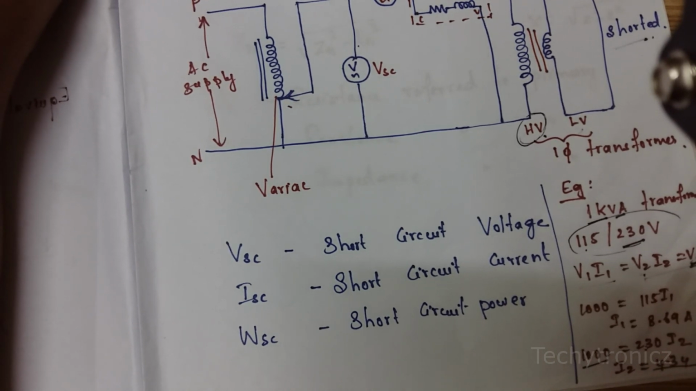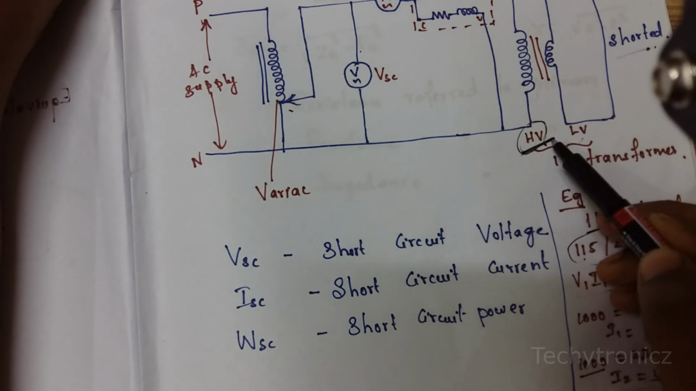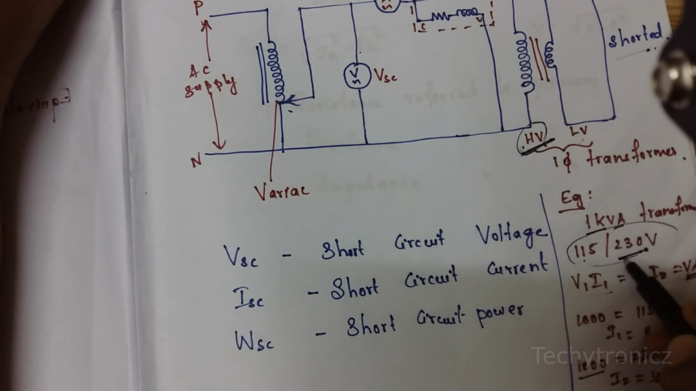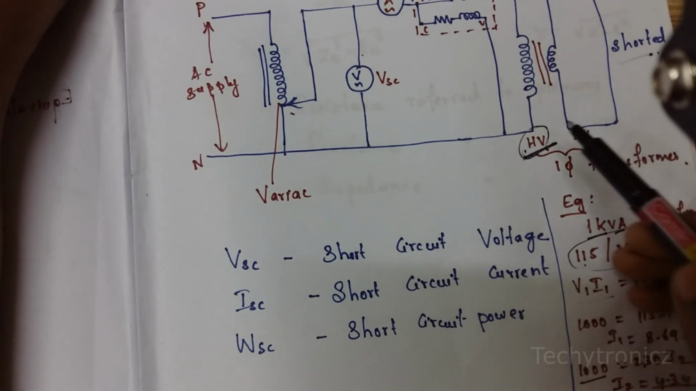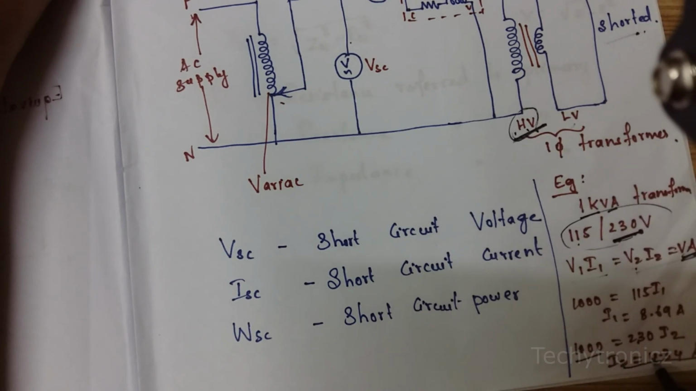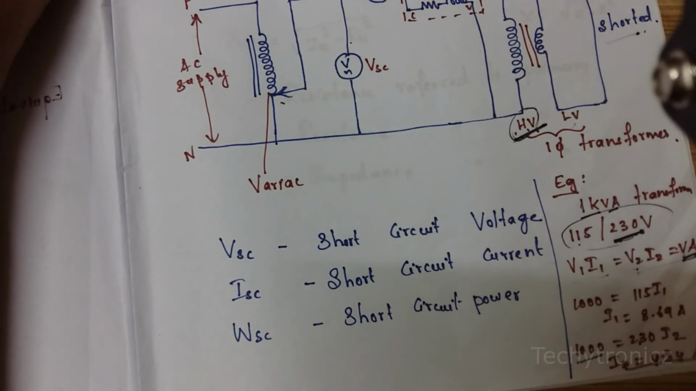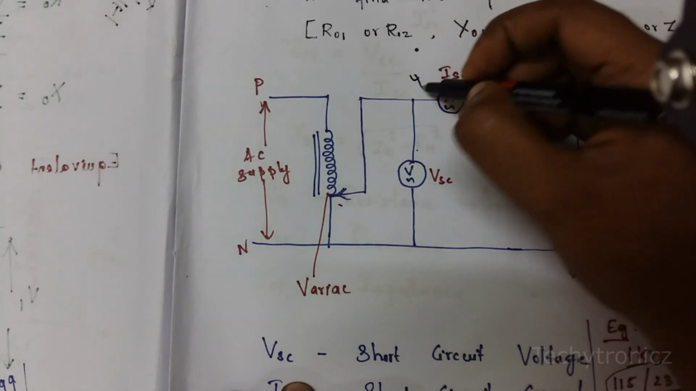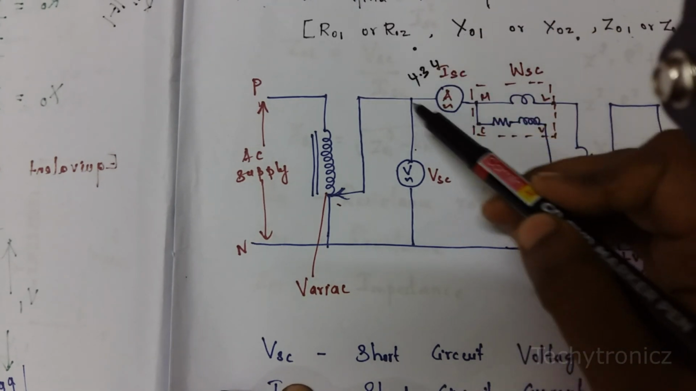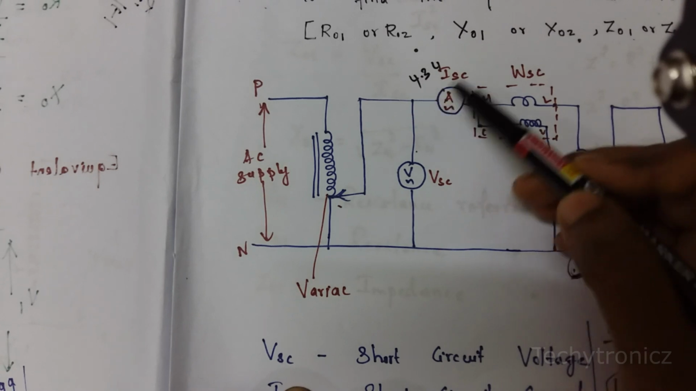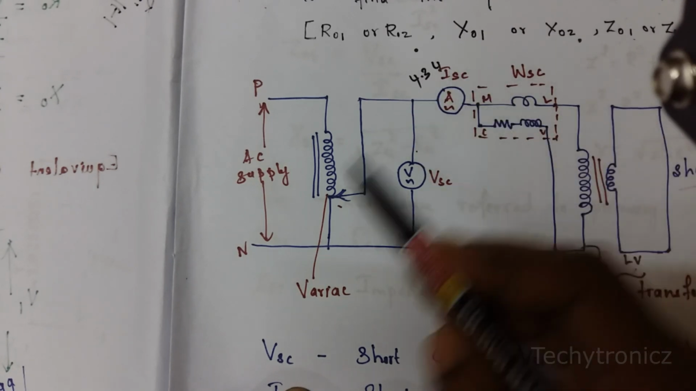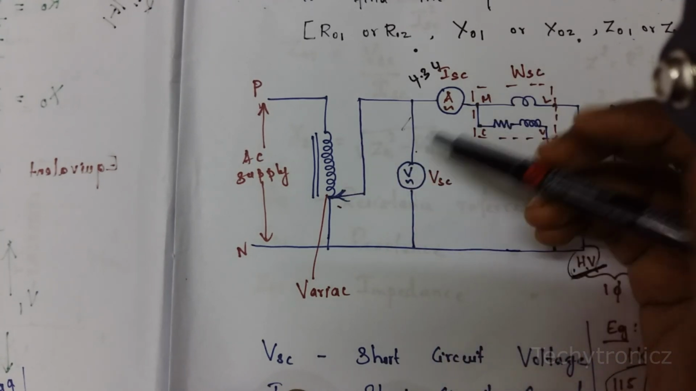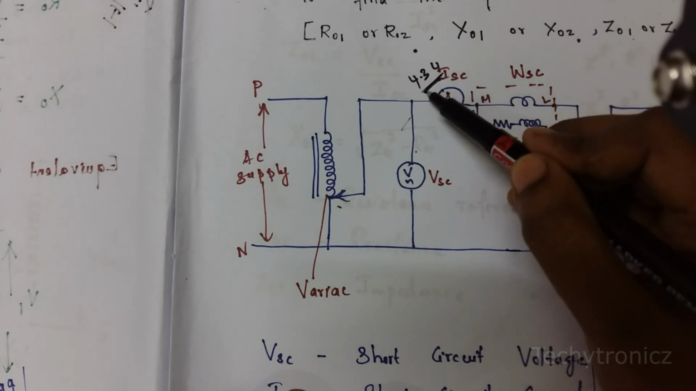Here we are connecting the high voltage, so we are giving 230 volt on this side. When we have 230 volt here, the current I2 is 4.34 ampere. So we have to set the current to 4.34 in the ammeter. How can we set this value? By varying this auto transformer. By varying it, the current will be set as 4.34. This is just an example.